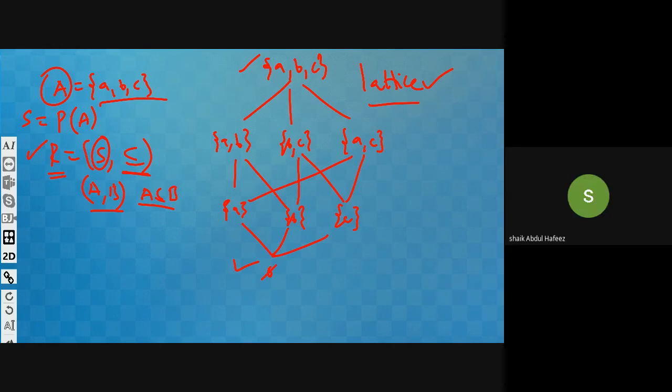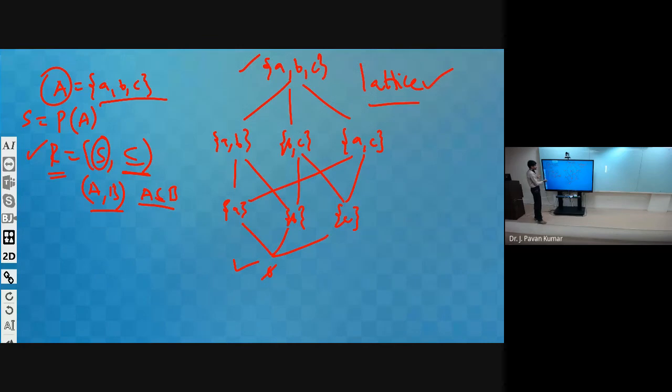Yes, sir. Next, another example of this kind of lattice. Let us consider A consists of several integers, which can be 1, 2, 5, like this, and the relation is defined as (a, b) with a less than or equal to b. Whenever a is related to b, that is, this tuple belongs to the relation if a is less than or equal to b, then how will we get the Hasse diagram? Let us consider 1, 2, 3, 5 only.